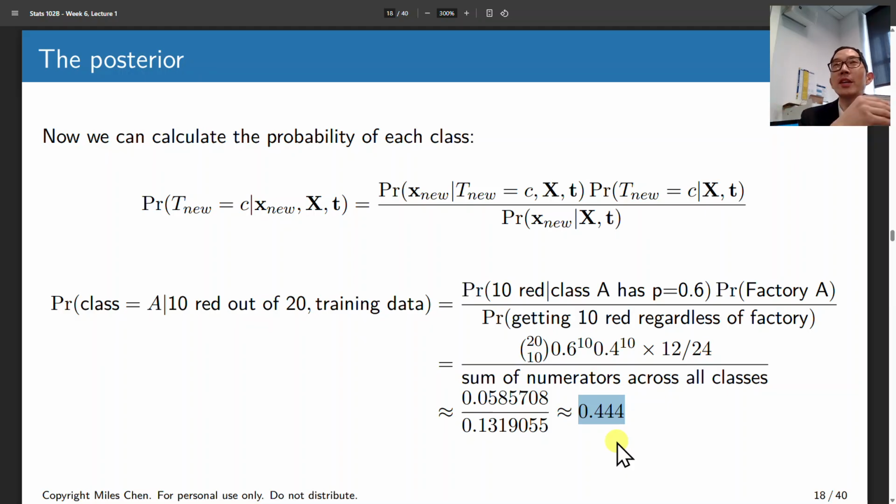Prior to looking at the data, what's the probability a bag came from Factory A? We said 50%. After we open up the bag and we see that the contents of this bag look more closely like Factory B, we adjust it down from 50% to 0.44, 44%.